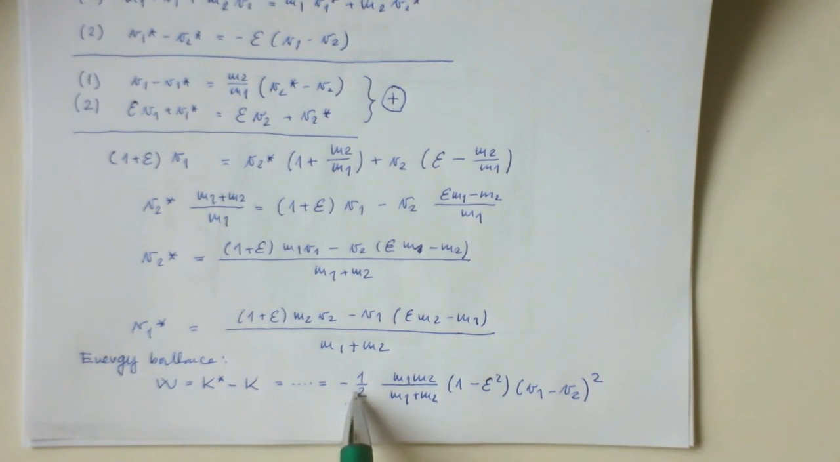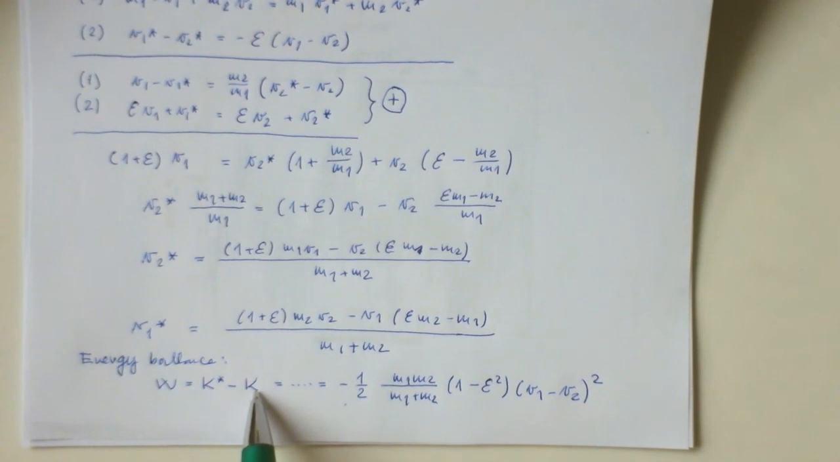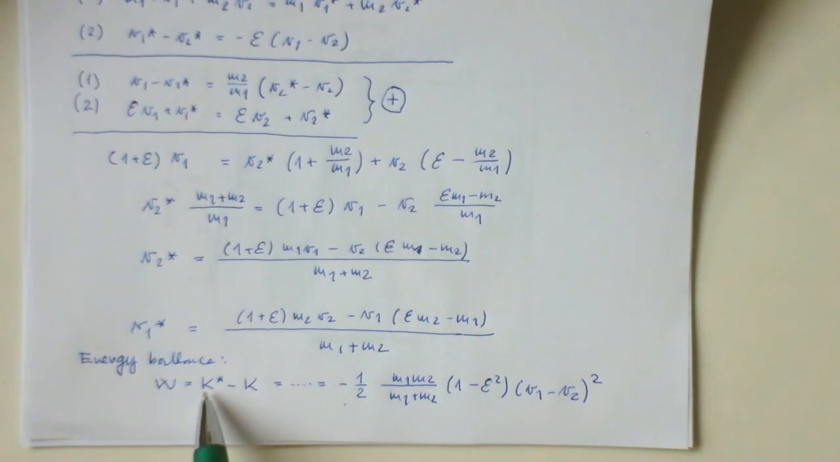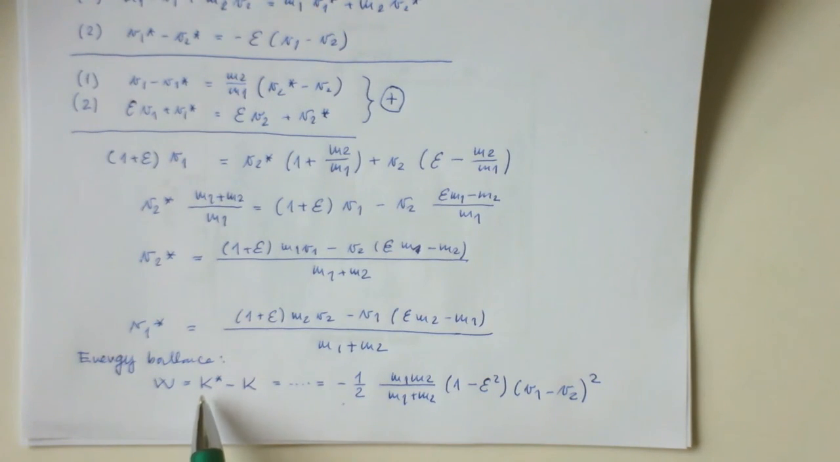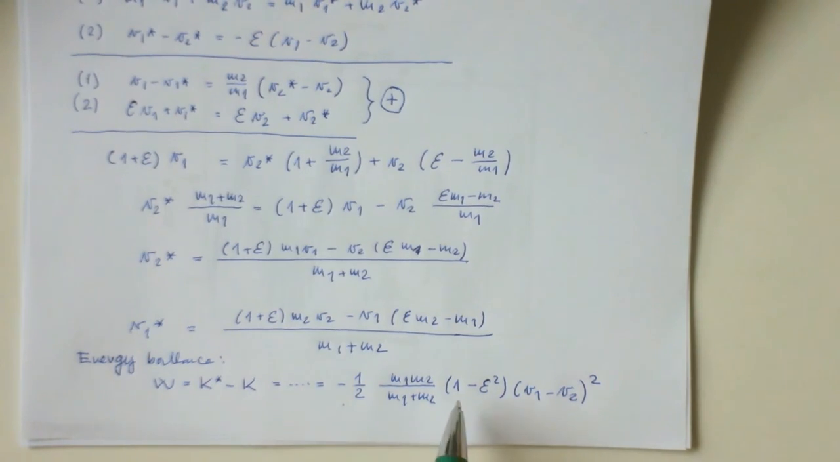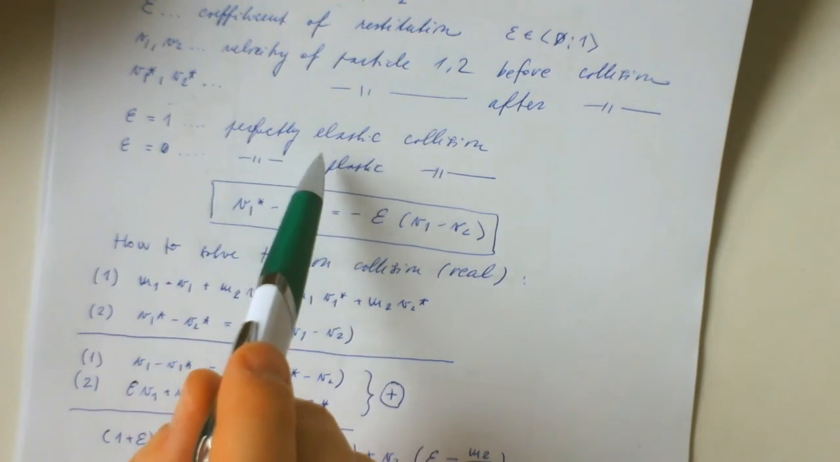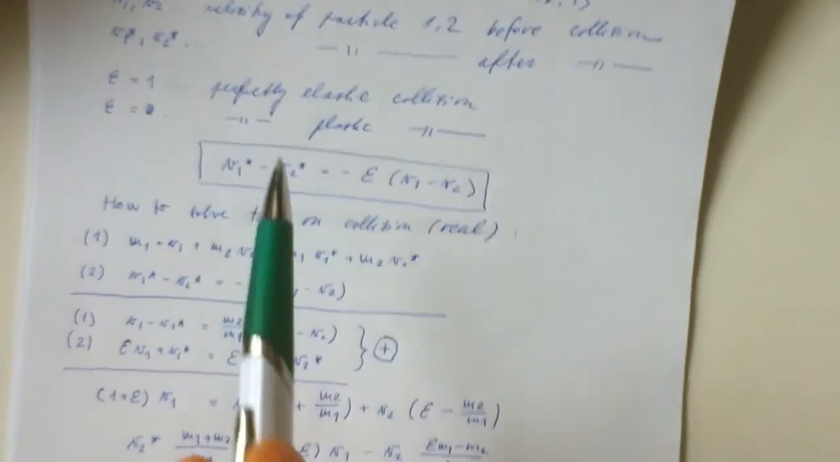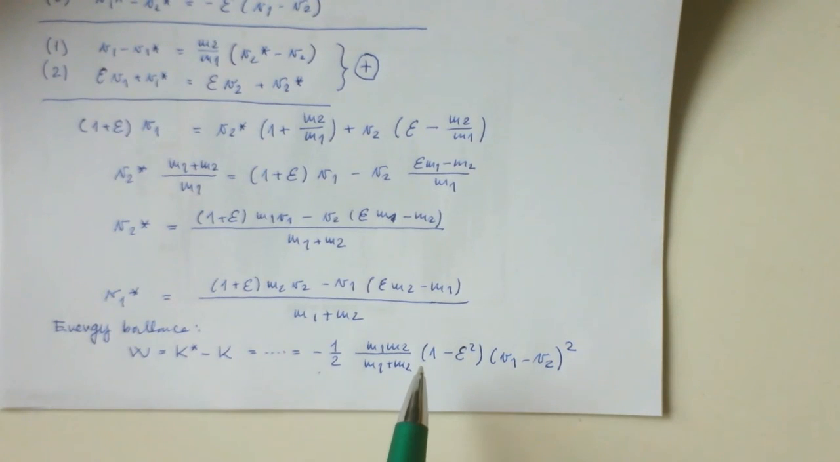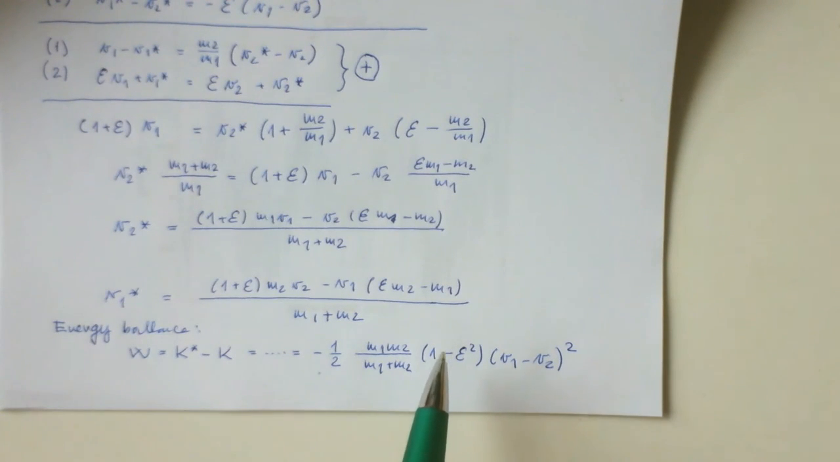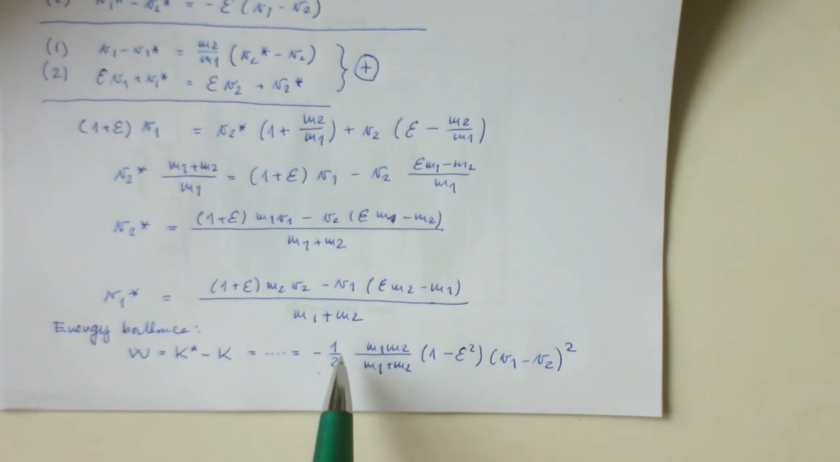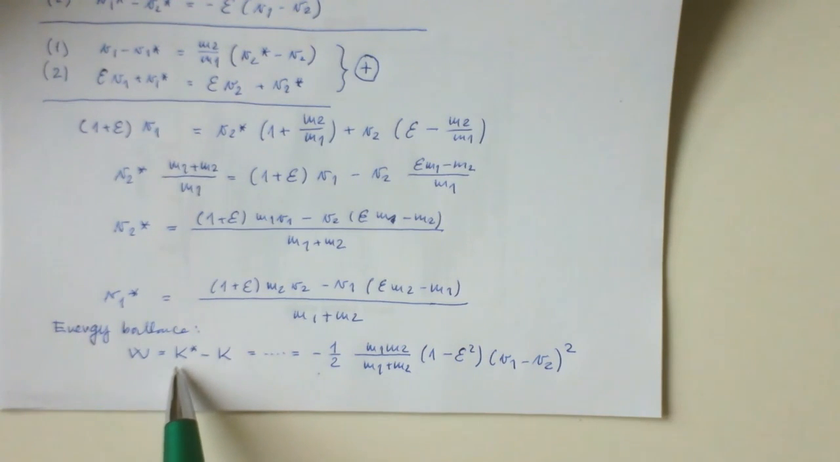Because there is a big difference between the original amount of energy and the amount of energy at the end of the process, while if we had a perfectly elastic collision, epsilon would be 1. So here 1 minus 1 is 0, and 0 times anything is 0, so we lose no energy if the collision is ideally or perfectly elastic.